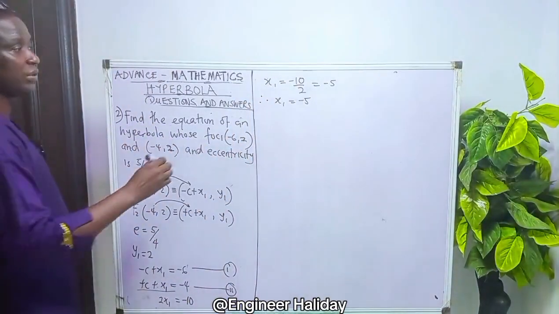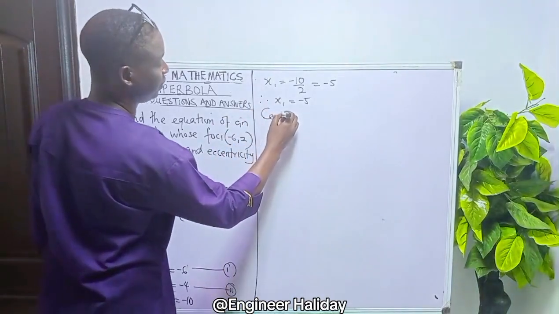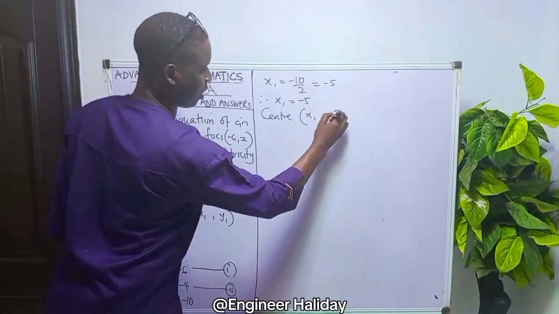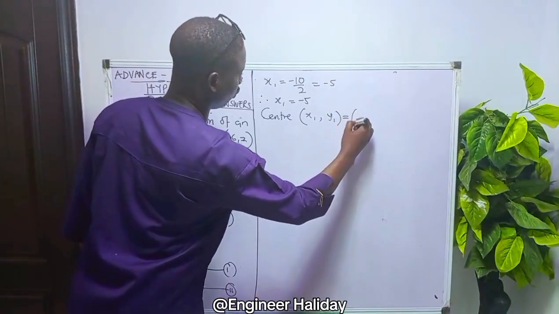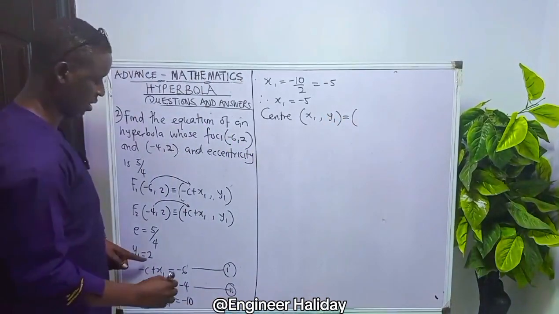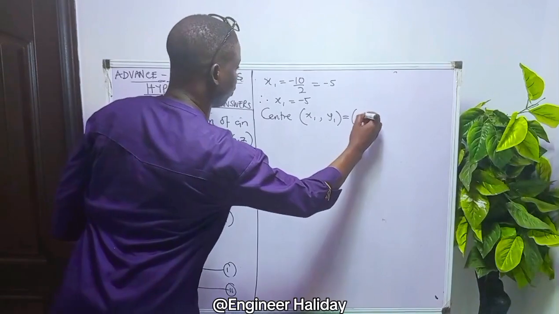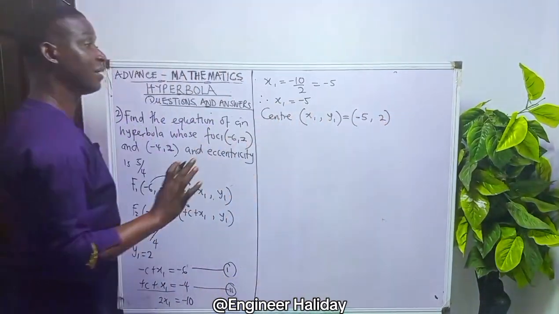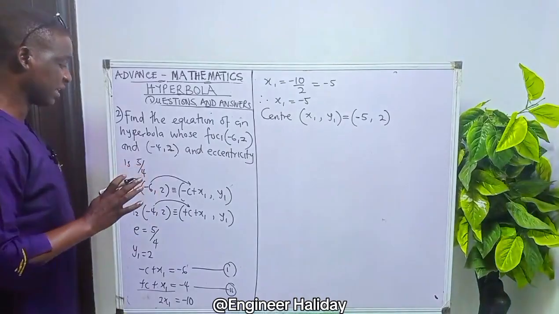So the center of the hyperbola that will be formed, this is (x1, y1), is equal to (-5, 2). Now that one is clarified already, knowing the center.